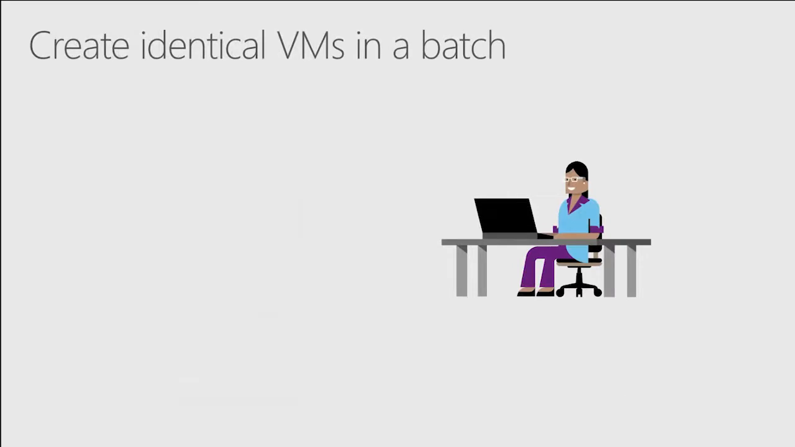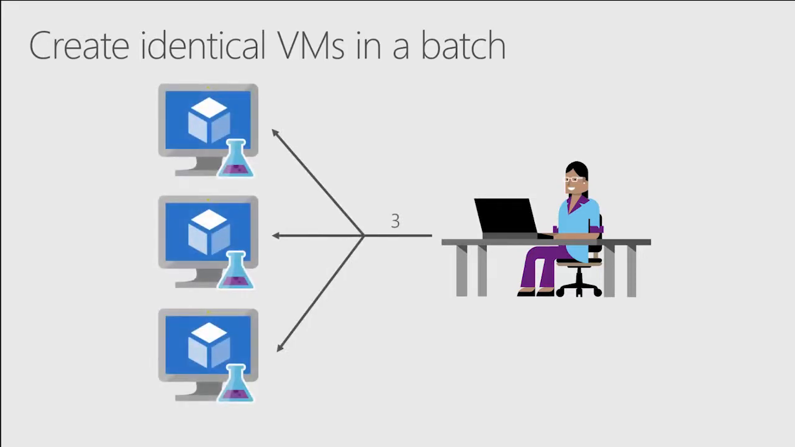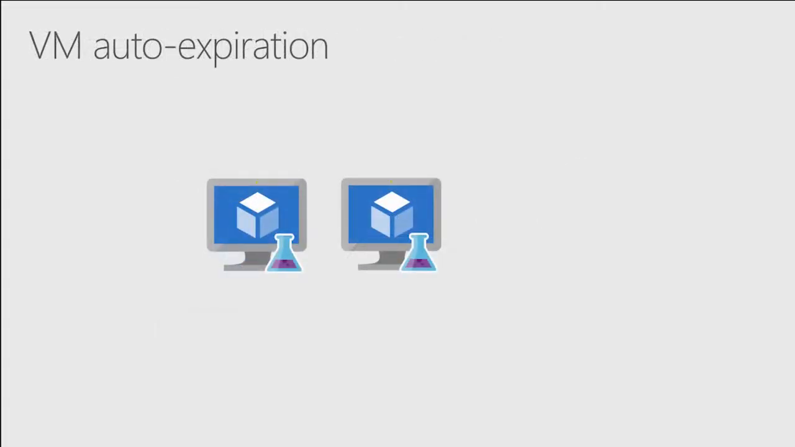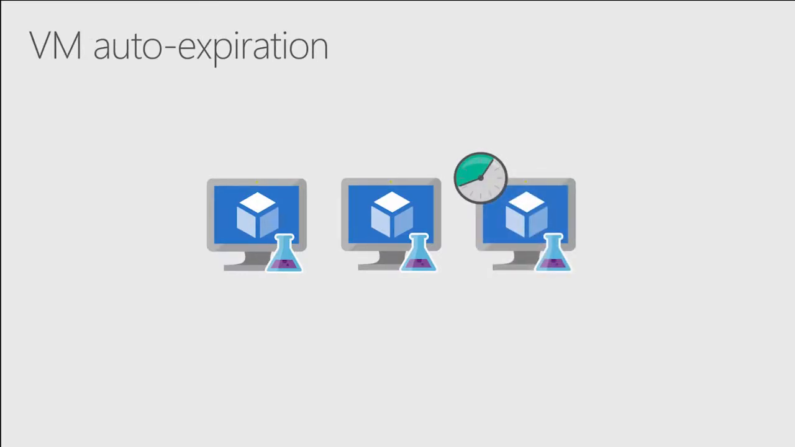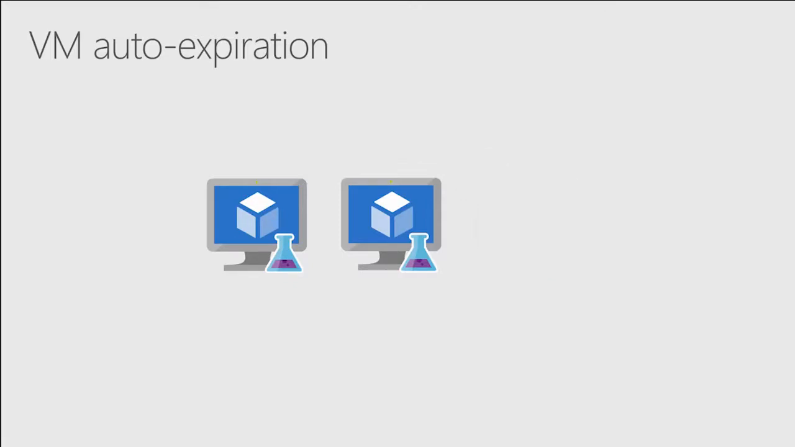DevTest Labs also supports creation of multiple identical VMs for the same VM image and artifacts all at once. The only additional thing you need to do is to provide the number of VM instances when you create a VM. In order to make VM cleanup easier, now you can also set a time when you create a VM to expire it automatically. At the specified expiration time, DevTest Labs automatically deletes the VM. By using it together with claimable VMs, you can fully focus on creating the right VM without taking any extra effort to manage the VM retirement.